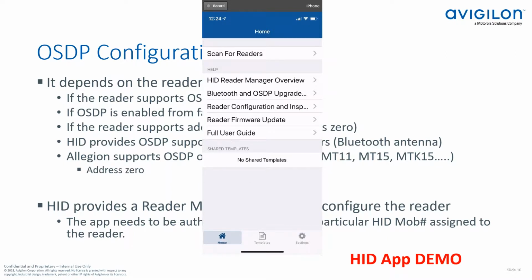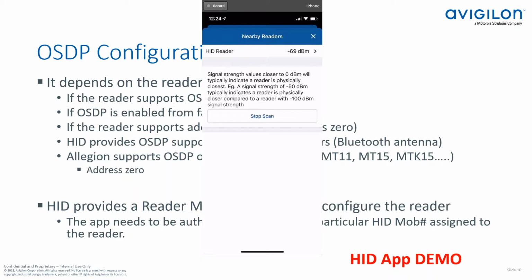So next step, let's go ahead and scan for readers. I have shut off all my other readers, just to make this easy, so it's only going to show one. If I have multiple readers, they will show up in this list. I can stop searching, and I'm going to do that, because I only have one turned on. I can click on that.